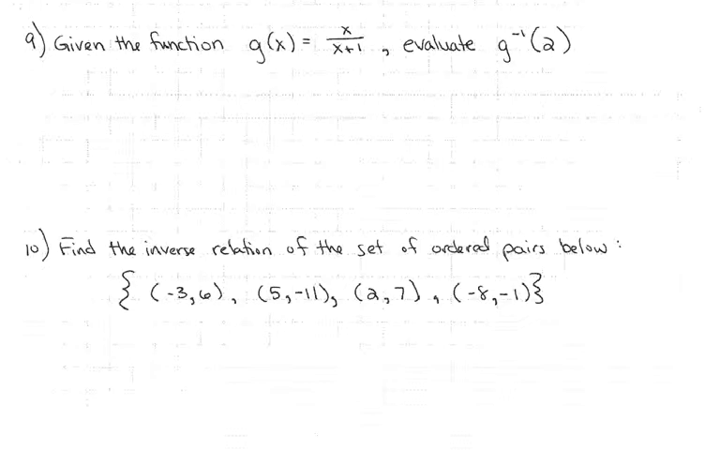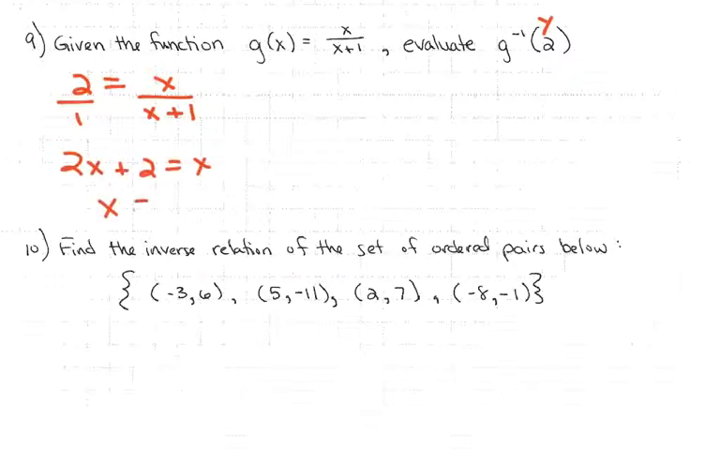Number 9, it says given the function g of x is equal to x over x plus 1, evaluate g inverse of 2. So there are two ways of doing this. But the most direct way is, because you want to find g inverse of 2, this is really y, or the output. So you could plug in 2 for the output and solve this equation for x. So you would get 2x plus 2 is equal to x, and then you would get x is equal to -2, because it's really just a proportion.